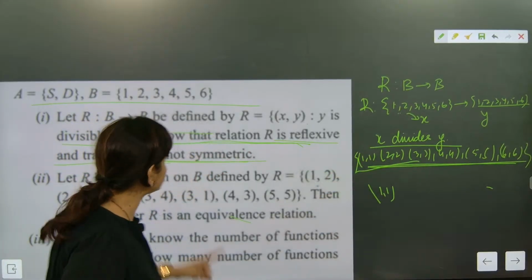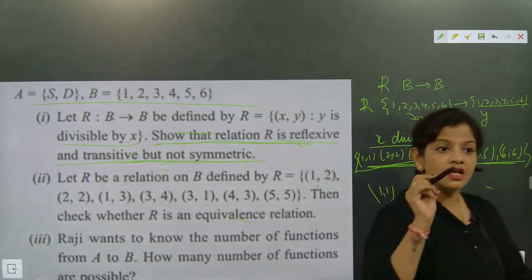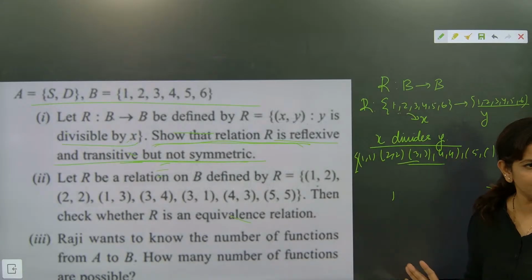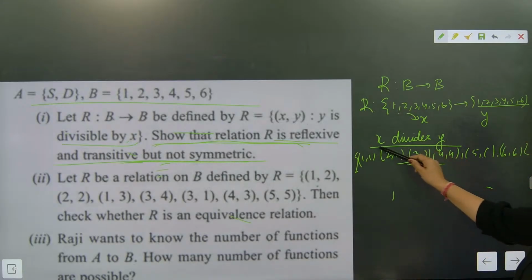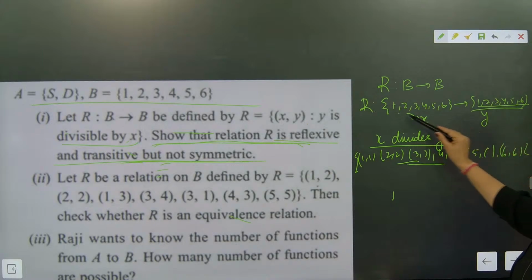But in this set some elements are still missing. Which elements will be there? 1 1, 2 2, 3 3 will always be there. Now, because x is dividing y, whatever y elements are there, x divides y means 1 1 will come.